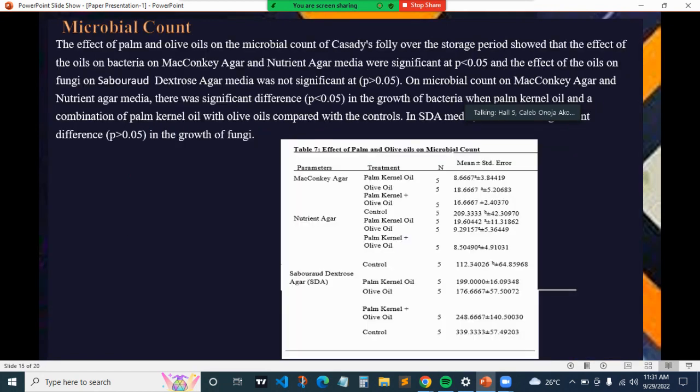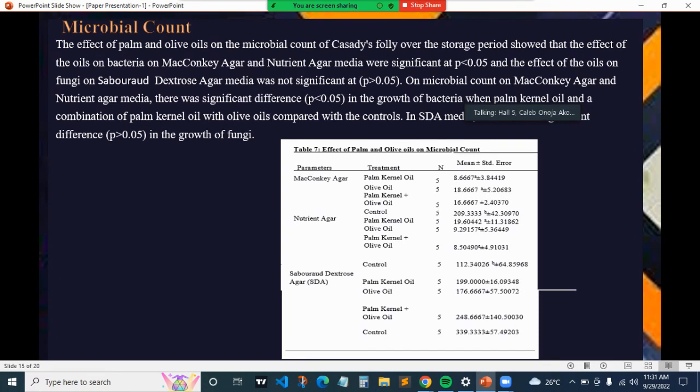So for the microbial count, the effect of palm kernel and olive oil on the microbial count of Casady Folly over the storage period showed that the effect of the oils on bacteria on MacConkey agar and nutrient agar were significant. That simply means the oil was able to reduce the growth of bacteria on MacConkey and nutrient agar. And the effect of the oil on fungi on Sabouraud agar was not significant. That simply means that the oil could not inhibit the growth of fungi on the Sabouraud dextrose agar.